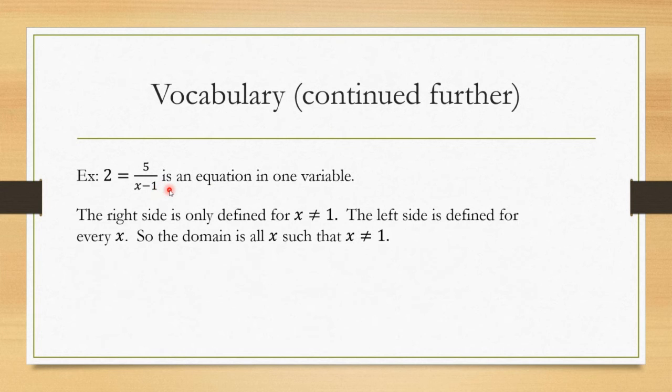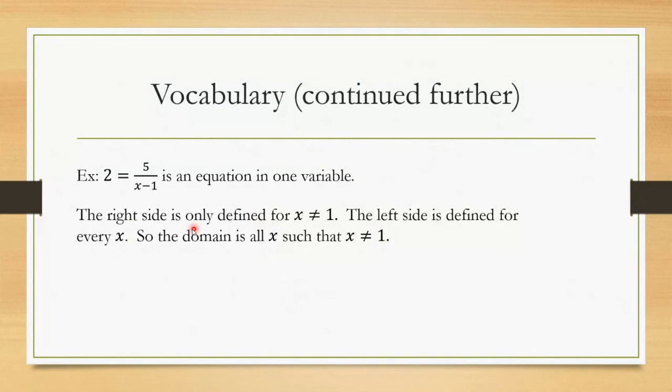Hence, the right side is only defined for x not equal to 1. And the left side is defined no matter what. So the domain here, in other words, is all x except 1, or all numbers except 1. If you write it in words like this, then that'll be full credit.